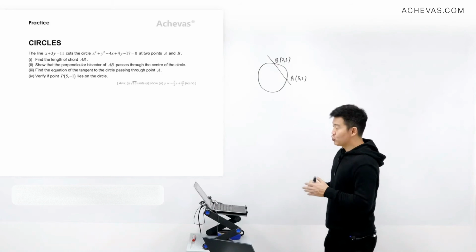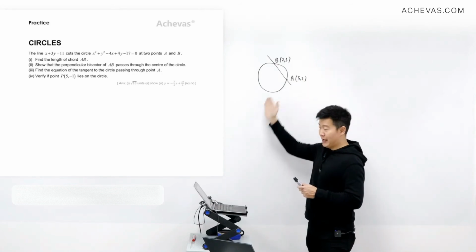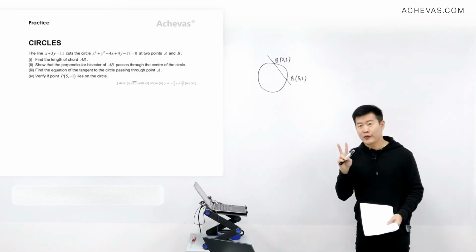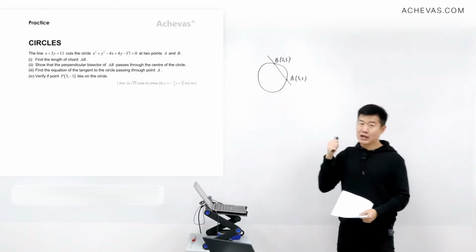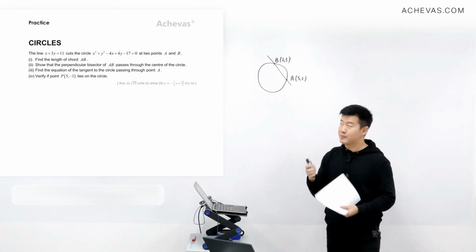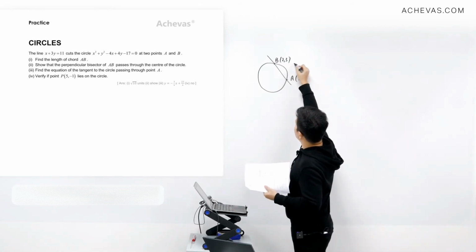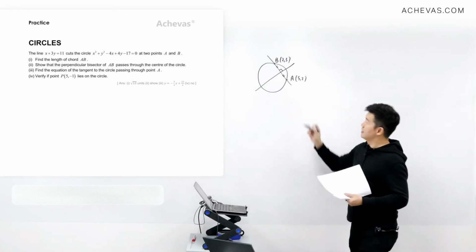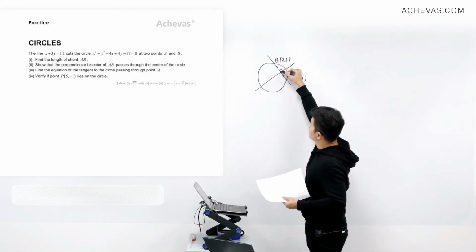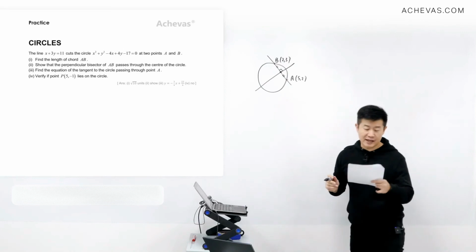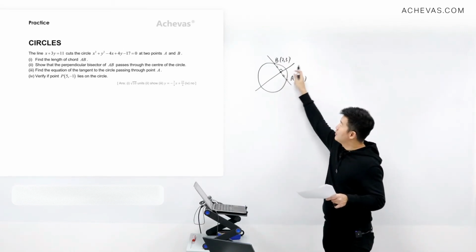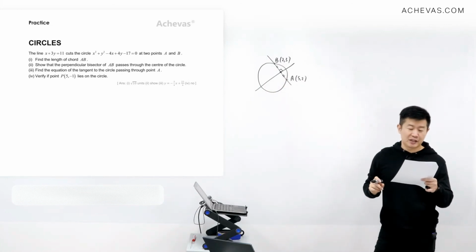And in part 2, we want to show that the perpendicular bisector of AB is going to pass through the center of the circle. So we need two things in order for us to do this. Number one is the equation of the perpendicular bisector of AB. The perpendicular bisector of AB will look something like this. Okay, it is 90 degrees here, and this point here, which is the midpoint, is going to be the same distance away from points A and B. So this is the first piece of information that I need to find, the equation of the perpendicular bisector.